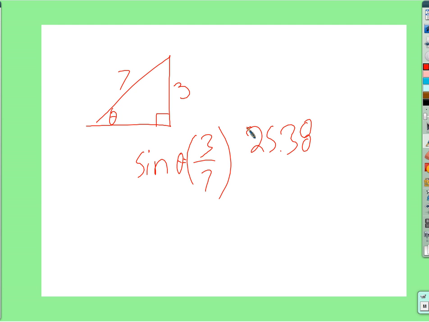What did you put in front? I put the -1. Of what? Of the angle? No, not of the angle. You didn't find the inverse sine of the angle. That doesn't make any sense. Take the inverse sine of the sine.